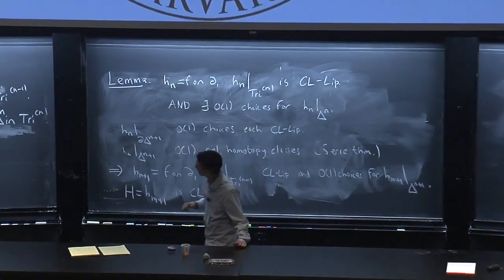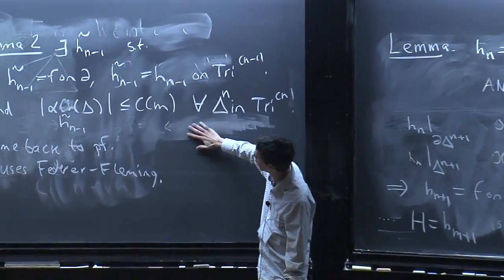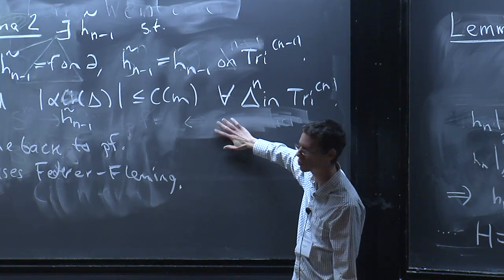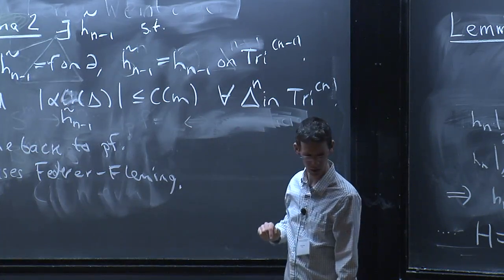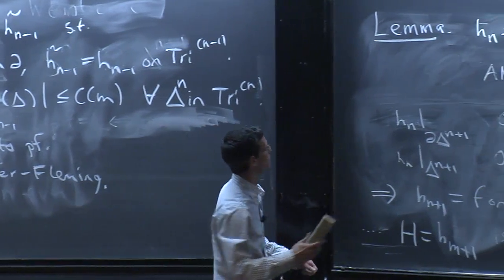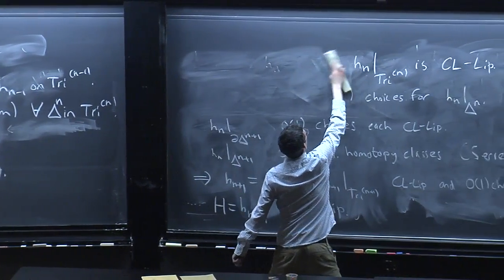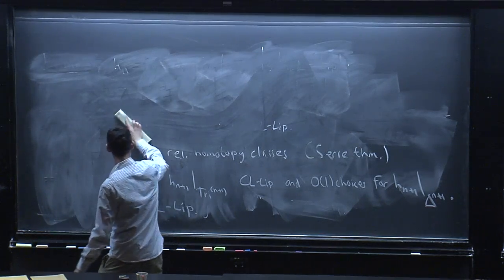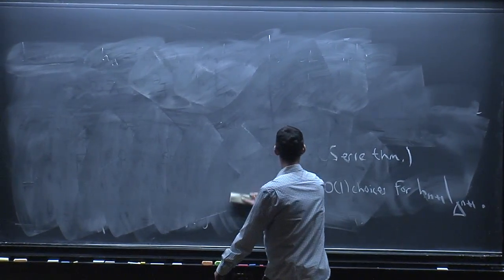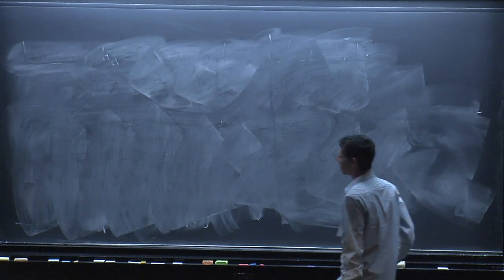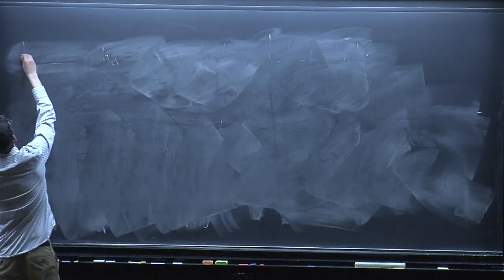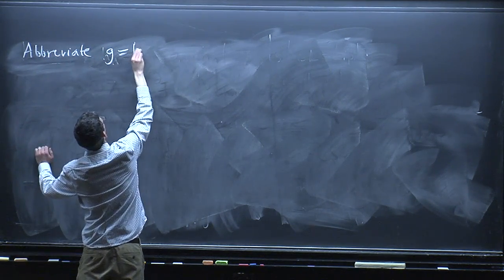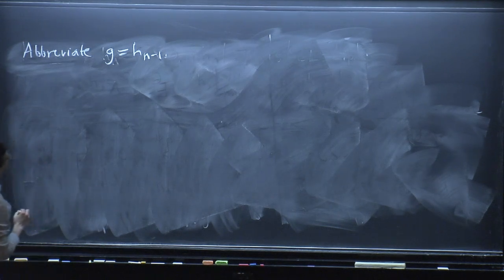Cool. So the plan for the rest of the talk is to talk about this lemma and see how this reduces to geometric things. It reduces to something in the spirit of the isoperimetric inequality. OK, so we're going to talk about this lemma. Let me first abbreviate G for hn minus 1 so that I don't have to carry these subscripts.